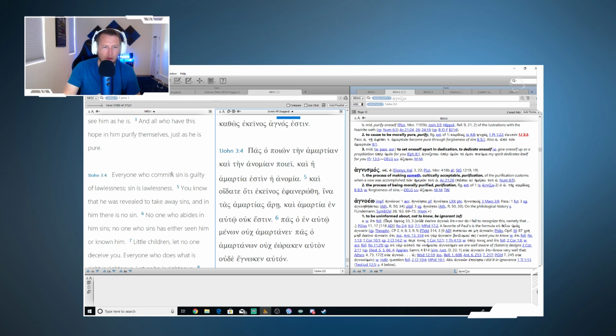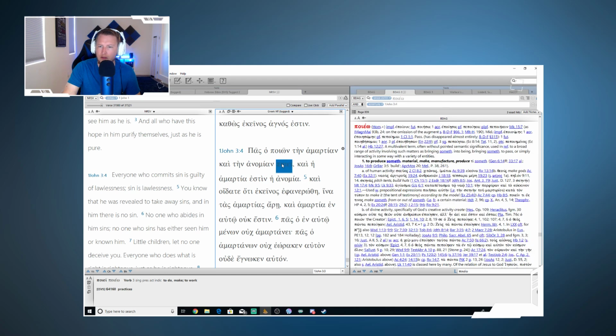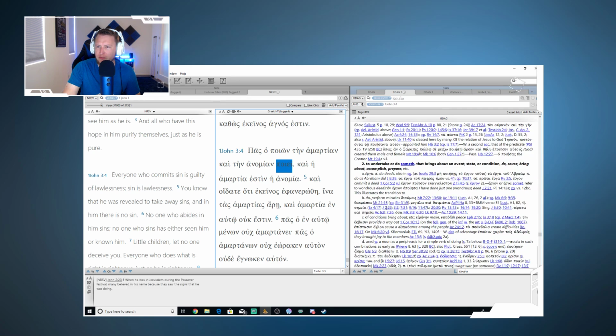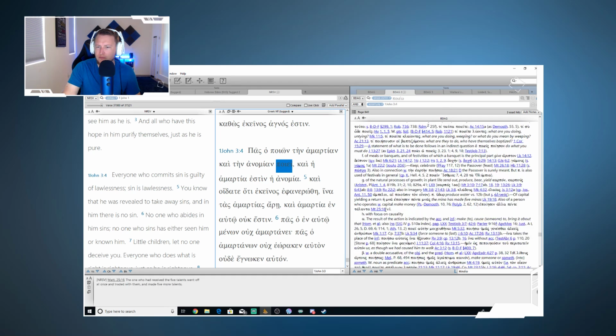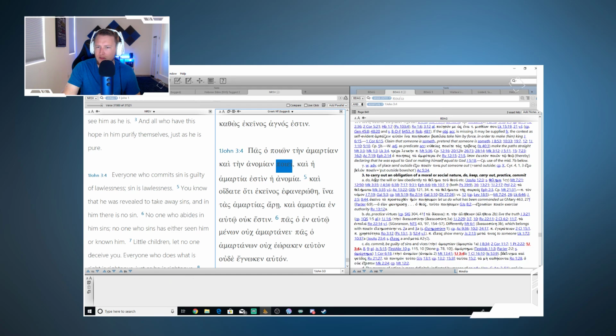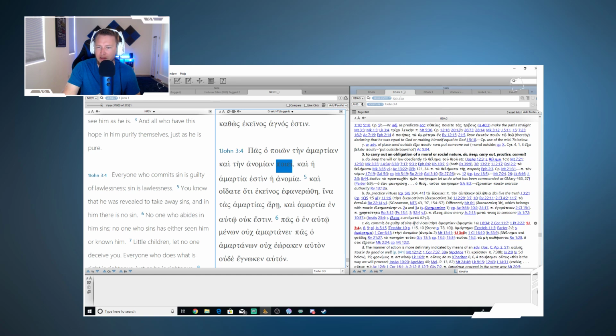Interesting. Everyone who commits sin is guilty of lawlessness. That's not what this says. Manufacture, produce. To carry out an obligation of a moral or social sense, do, commit, be guilty of. Okay, so is also guilty.